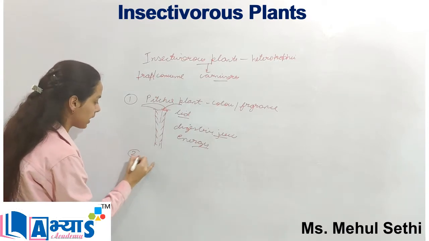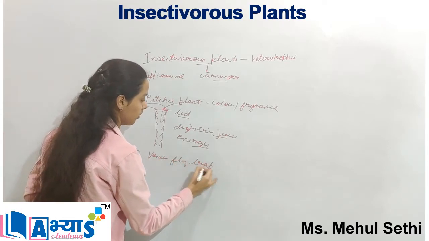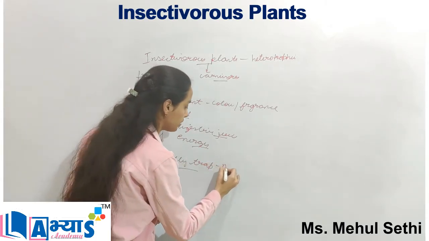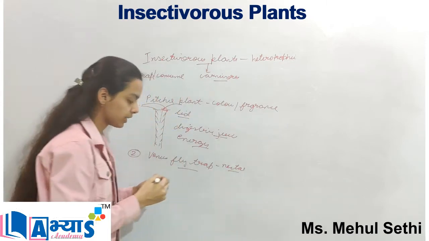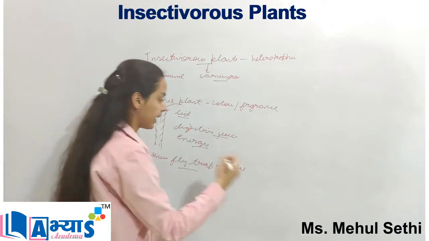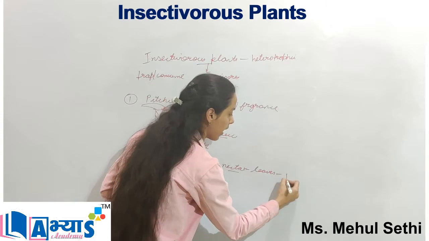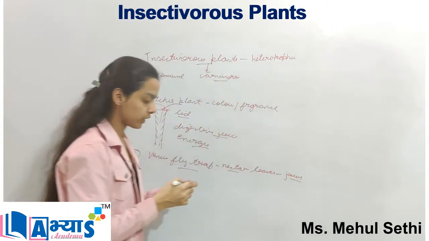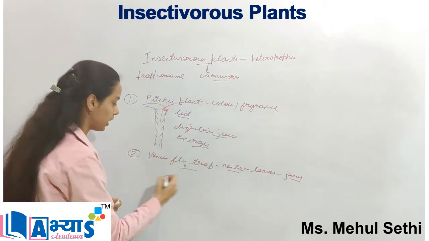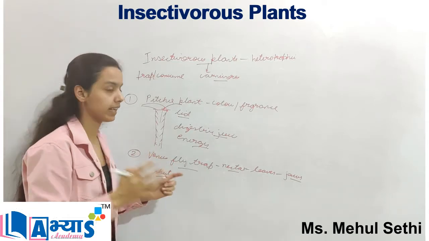The other example is the Venus flytrap. Venus flytrap also attracts the insect because of its nectar. It has a very good nectar, so it can attract different insects. The nectar is present in the leaves of Venus flytrap, and these leaves have jaws. So as soon as the insect comes on the leaf to get the nectar, the jaws immediately shut together and the insect is trapped.